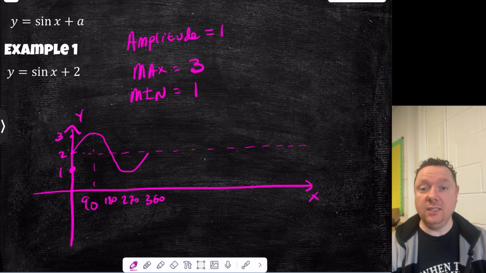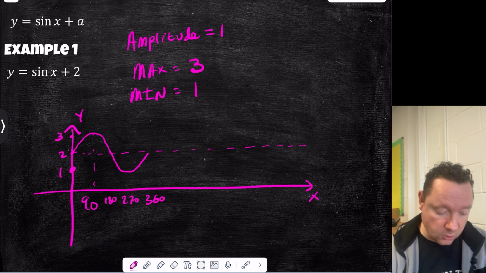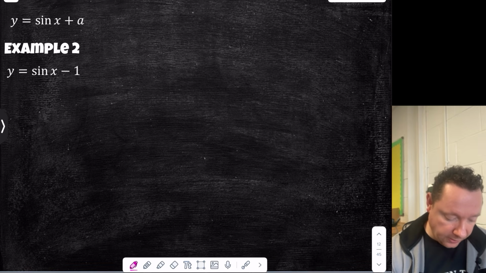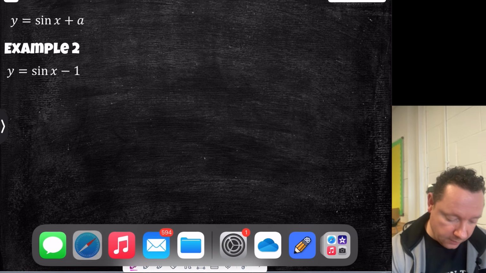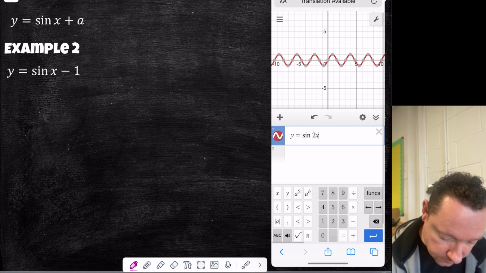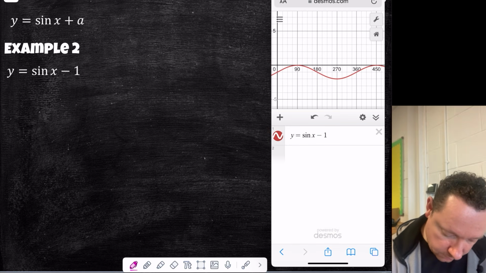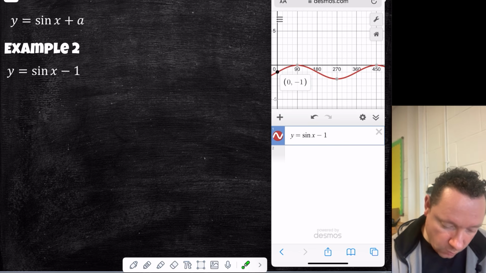With these ones, it's sometimes easier to use software to see this. So I'm going to show you a software for most of these. So the next one is sine x minus 1. So if I go to my graph here, we've got our sine graph there. Notice that if that's 0, then this number here is -1, because it's starting at -1 instead of 0.